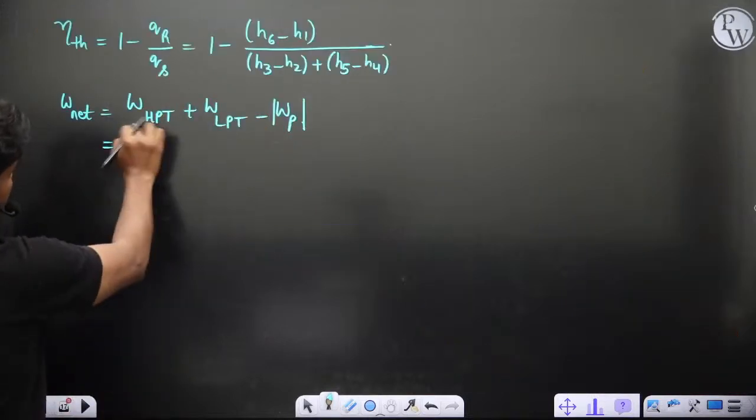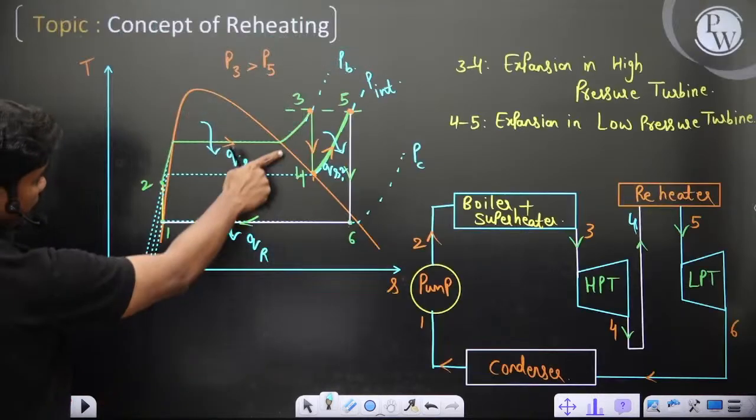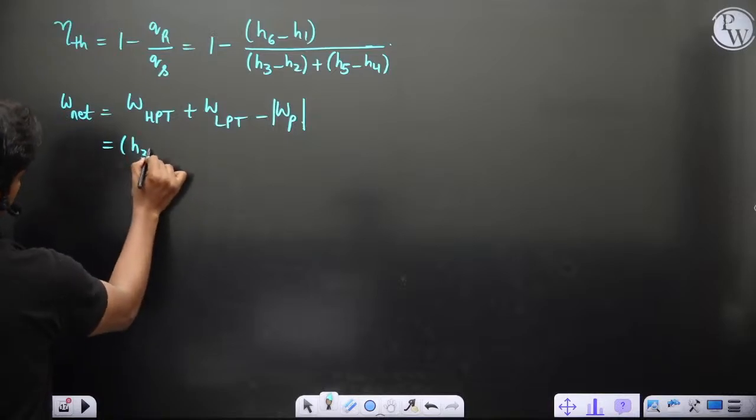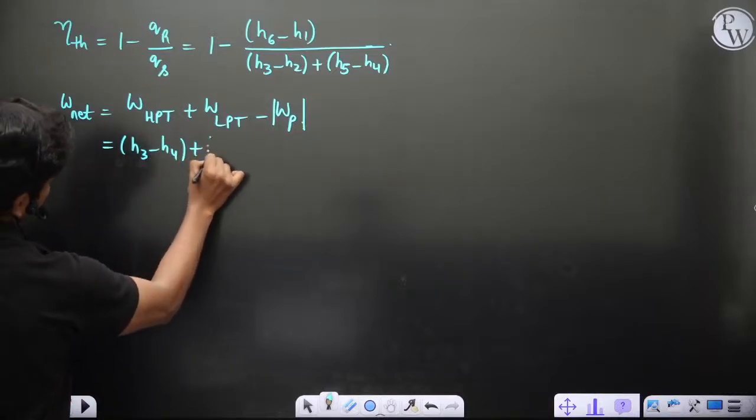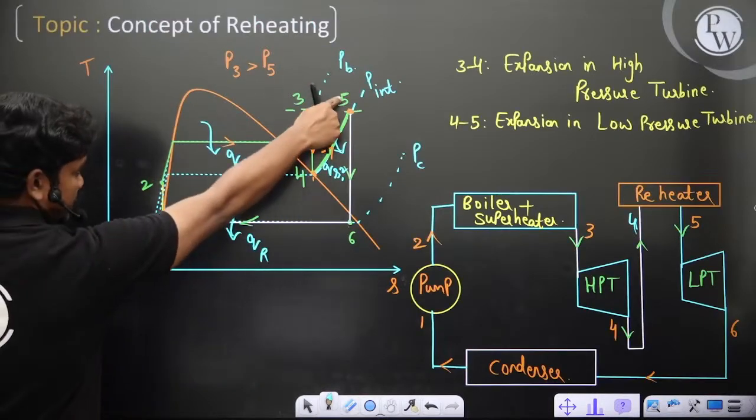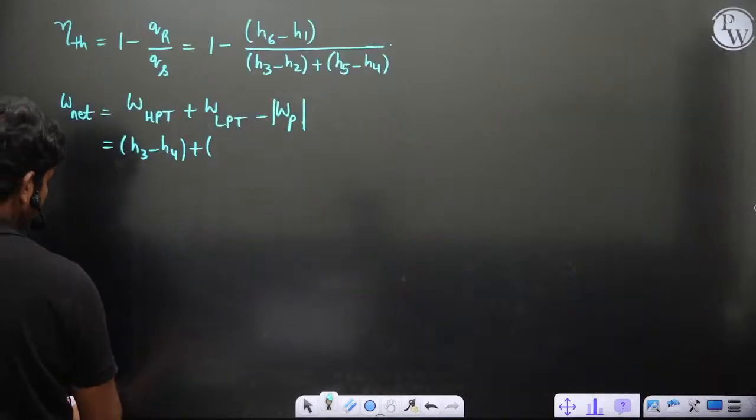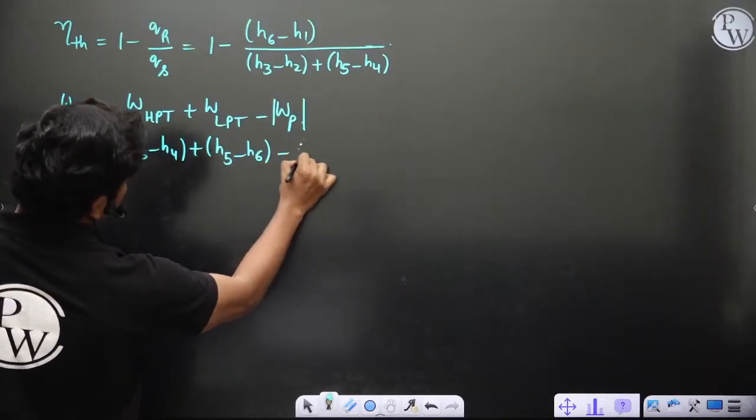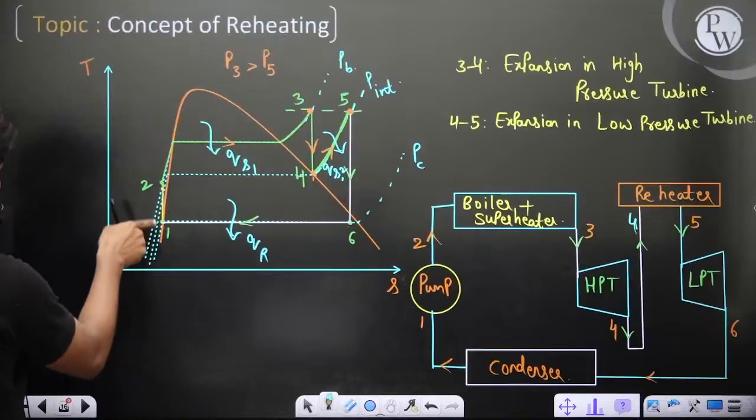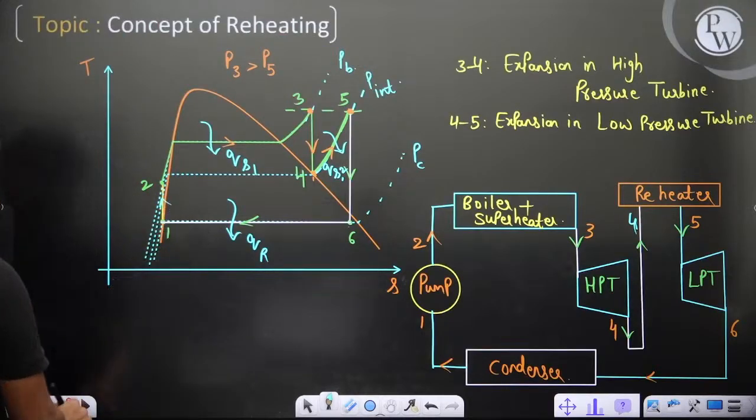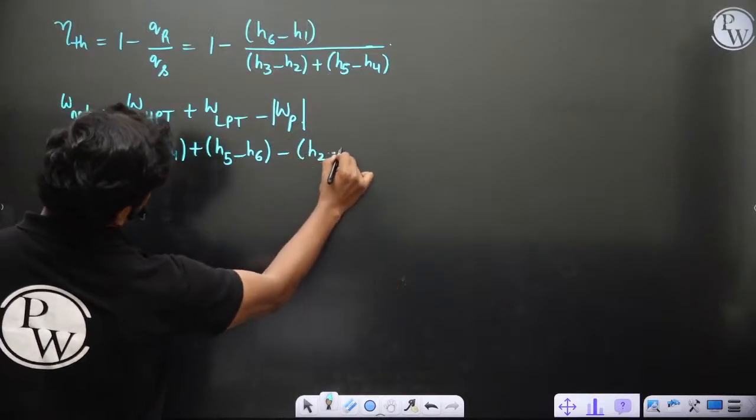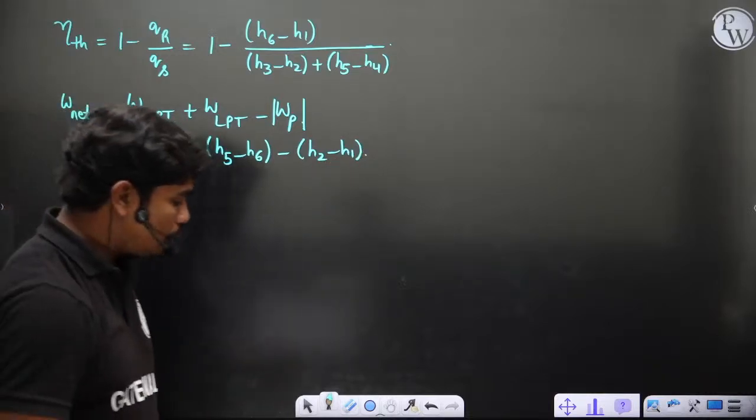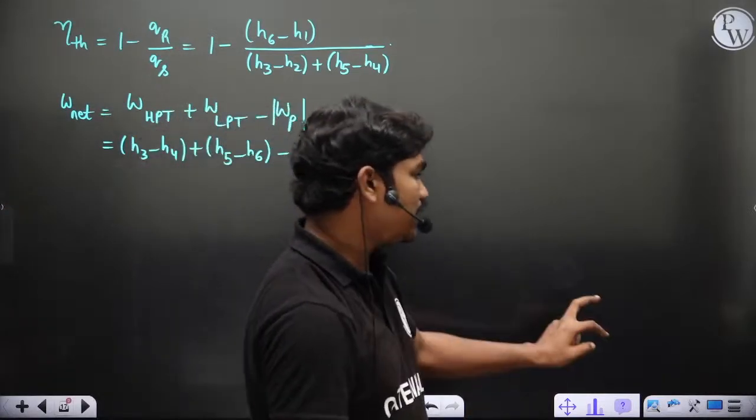Now, if you see this high pressure turbine, high pressure expansion is happening from 3 to 4, so H3 minus H4, plus in low pressure turbine, expansion is happening from 5 to 6, so H5 minus H6, minus magnitude of pump work. Pump is doing compression from 1 to 2, so H2 minus H1. So this is how you can calculate W net here. Once you get W net, you can calculate SSC and all this stuff.